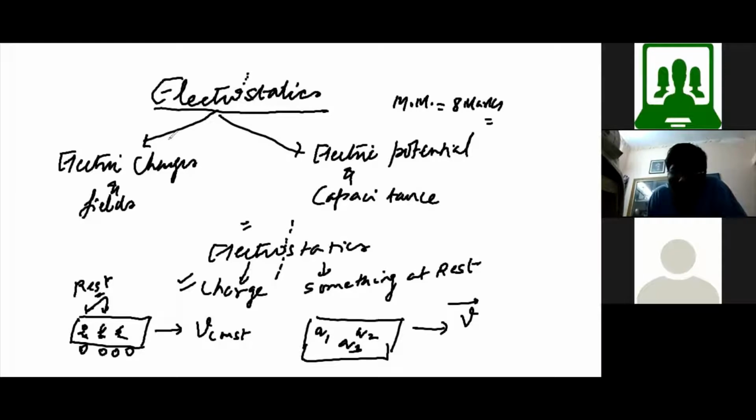Okay. So let's start the very first topic of this chapter, the electric charges. The question arises, what is an electric charge? In your junior classes, you might have studied that charges are of two types: one is positive and the other is negative. But according to physics, as said by the very famous physicist Michael Faraday, there is no definition of electric charge. It has no definition.